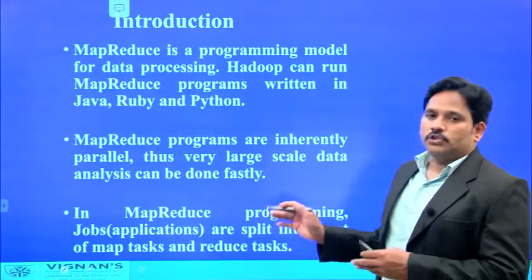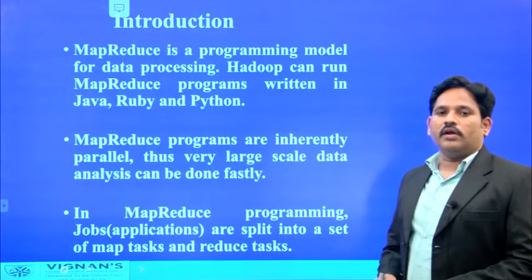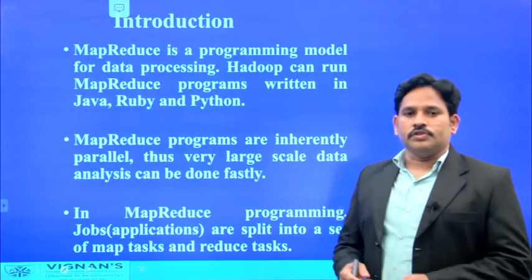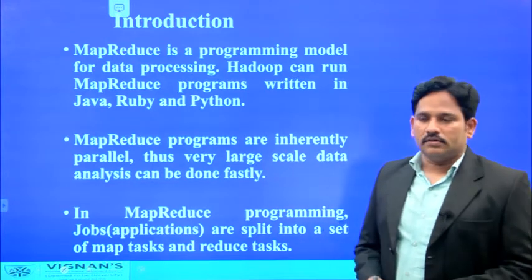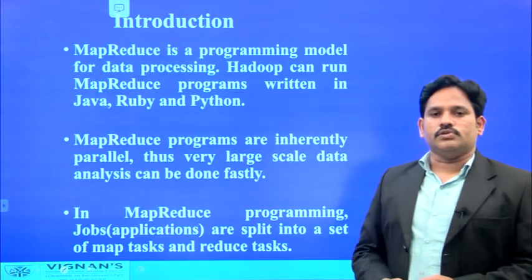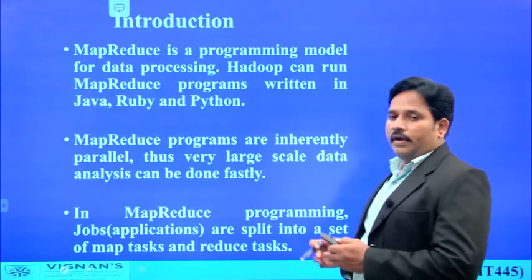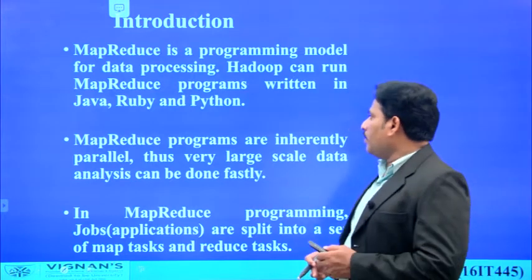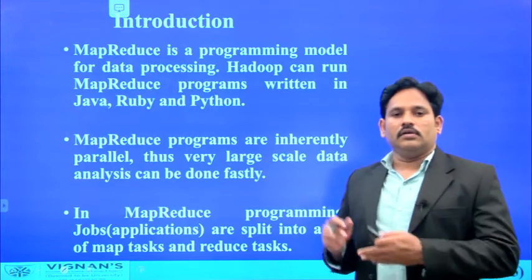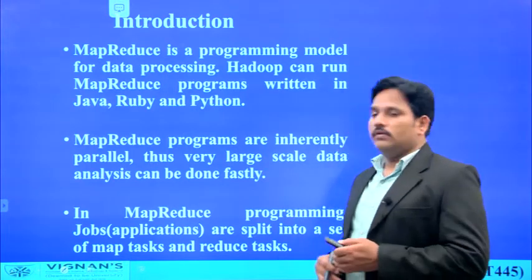Now we will see the introduction of MapReduce. Now what is a MapReduce? MapReduce is a programming environment which is used to process the data. It's a programming model. It is used for data processing. Hadoop can execute MapReduce programs written in many languages like Java, Ruby, Python.